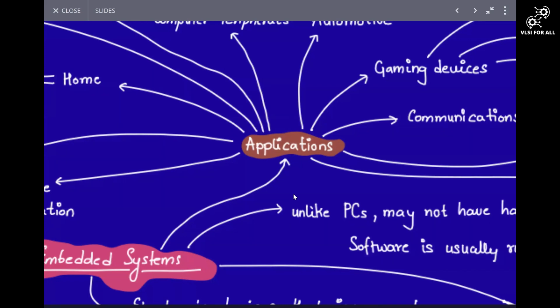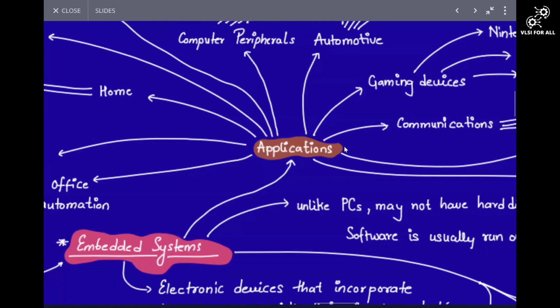When you're trying to set out on a journey, you need to understand the purpose, the problem that you are trying to solve, and why you are solving that problem. Only then will you feel motivated all the way in solving that problem. So that's why we'll talk about some applications of embedded systems, why we need embedded systems, right?